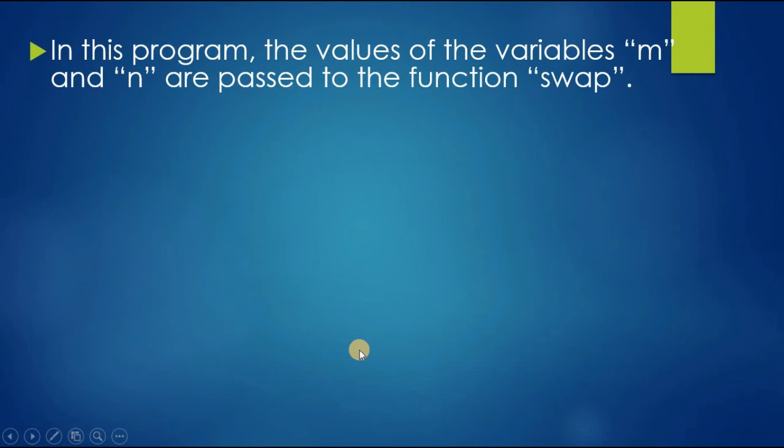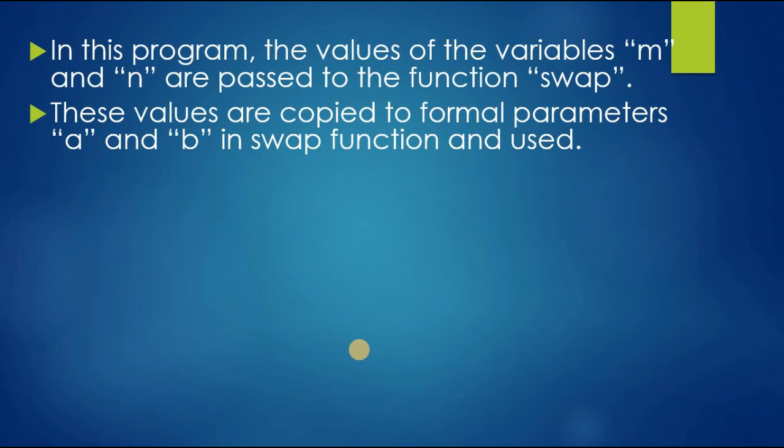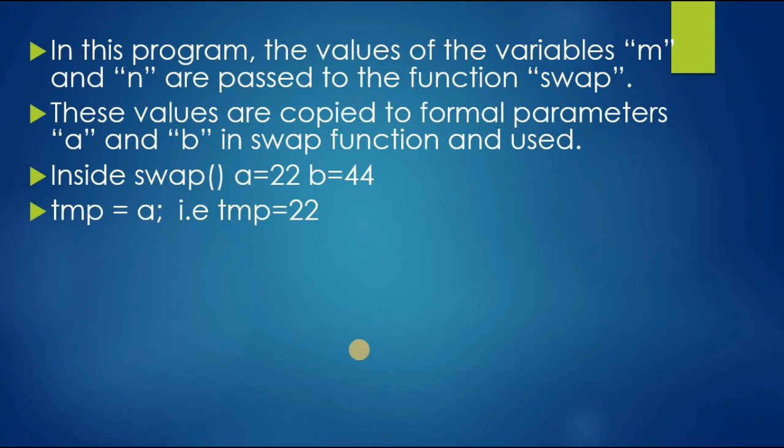In this program the values of the variables m and n are passed to the function swap. These values are copied to the formal parameters a and b in the swap function. So inside the swap function a is equal to 22 and b is equal to 44 here, because we declared m is equal to 22 and n is equal to 44. So the values are assigned to the variables a and b inside the swap function. Then we declared tmp is equal to a. So tmp is equal to 22 now.